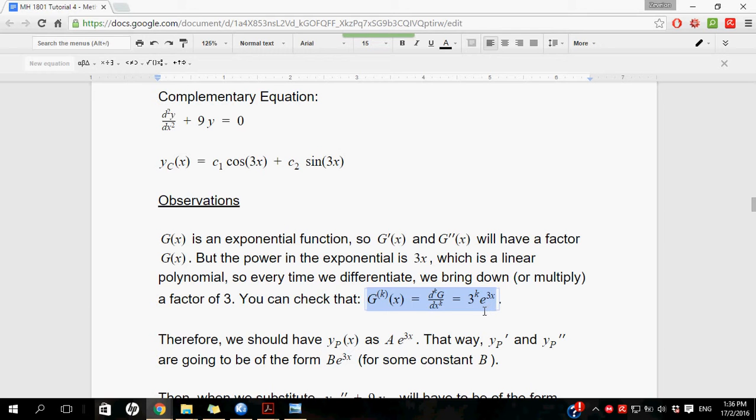Therefore, it would make sense for us to define yp as a constant a times e to the 3x. In this way, when we differentiate yp further and compute yp prime and yp double prime, they will be of the form b times e to the 3x, where b is a constant.